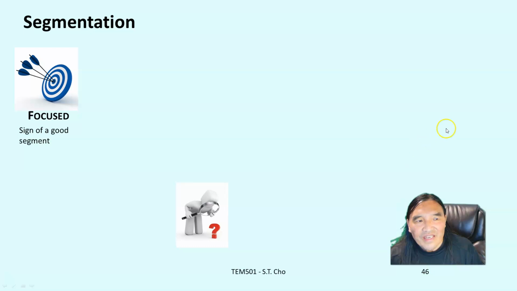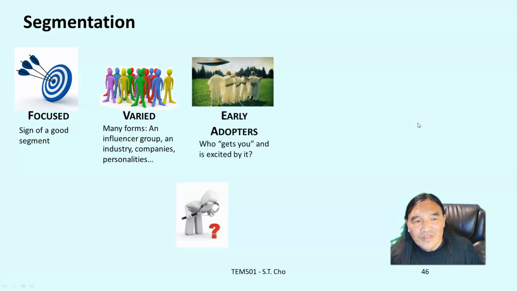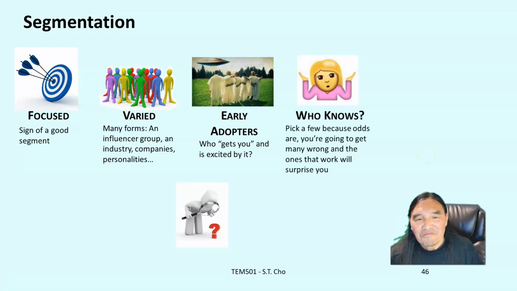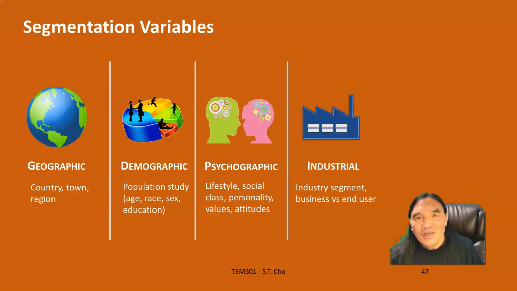How do I find it? I look at the characteristics. Is it focused? Is it varied on the outside? Who gets you? Who's going to get excited by you? And you pick a couple of markets because nobody really knows which one is going to pay off for you. So you have to put down some bets to see what works. But you talk to people and you spread the word about you.